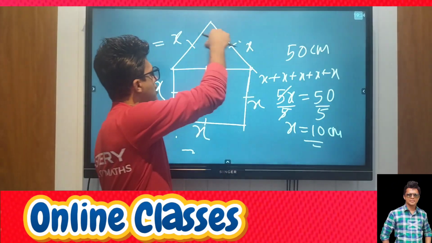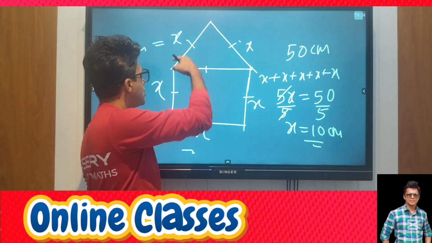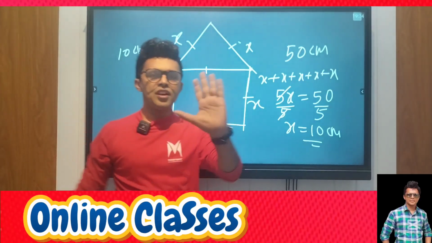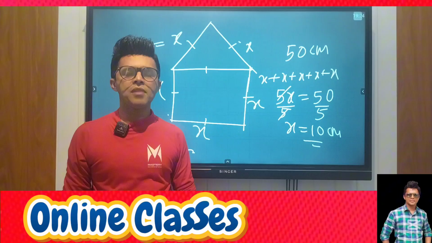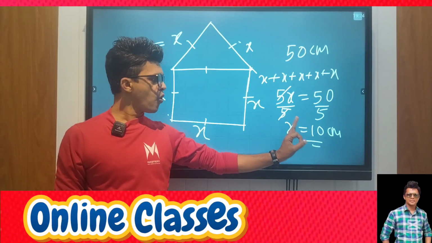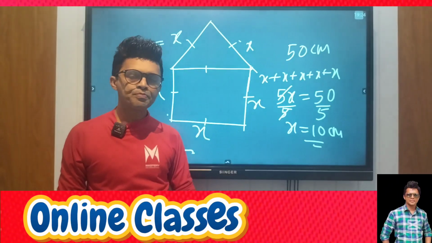So 50 divided by 5. Why do I do that? Here 1, 2, 3, 4, 5. There are 5 sides. All these 5 sides are equal. Therefore, it can be divided by 5. Anyway, this way can be applied.